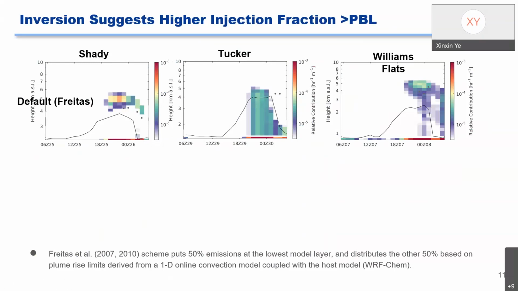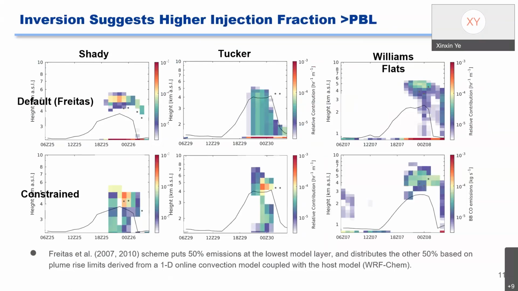So after the inversion, we can see that the constrained vertical emission distributions show that the emissions at the lowest model layer are much lower than the default, and also the amount of injected emissions is higher than the default setup.